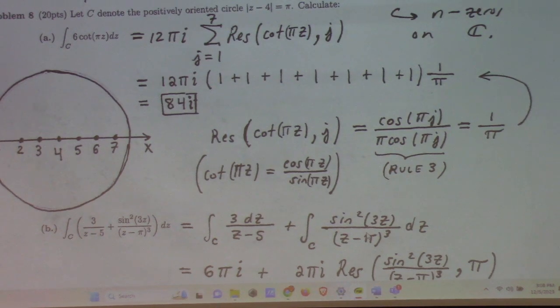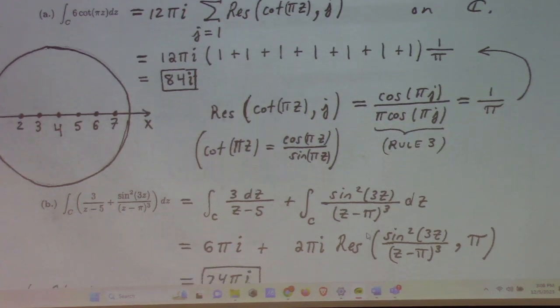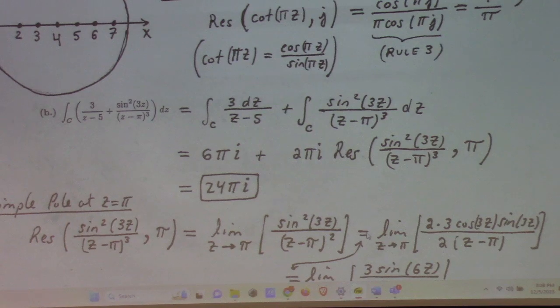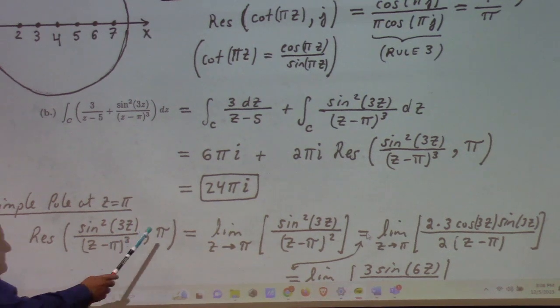So yeah, anyway, that worked out to 84i, which some of you got, well, at least one of you got. There exists a student who got that. And then I think there also exists at least one student who got this as well.